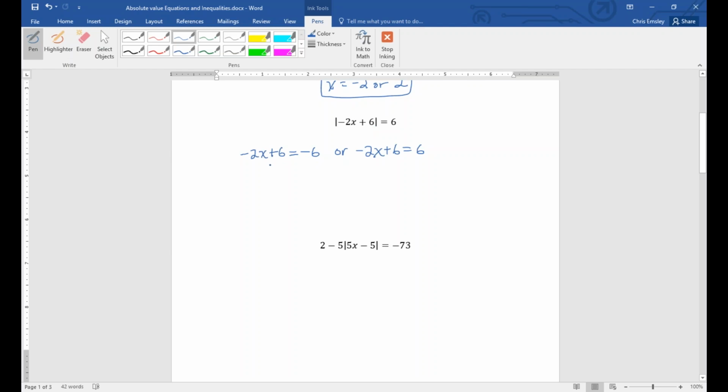Once we have it rewritten here, these are always pretty easy solves once we get to this point. Subtract 6 from both sides, and then divide by that -2. We end up with x is 6. That's one possible solution. We needed to solve this side too. Divide by -2, and we get x is 0. So for this equation, our solution, x is either 0 or 6.